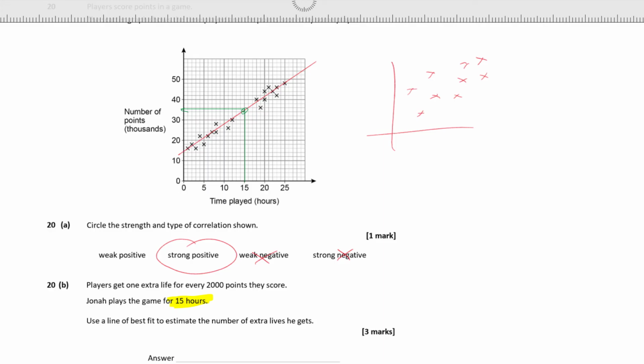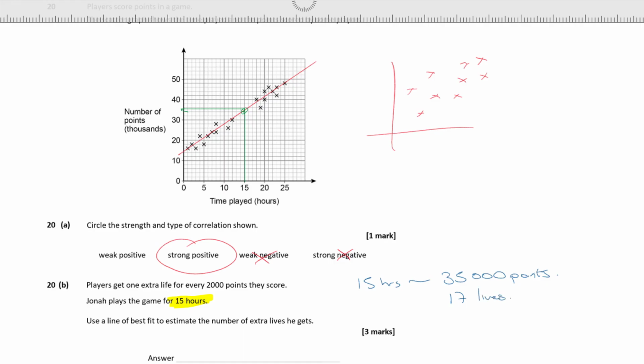But anyway, I'm going to say that's about 35, and this is in thousands of points. So that means 15 hours goes with 35,000 points. Okay? So what's that then? So how many lives do I get for that? A player gets 1 extra life for every 2,000 points. So how many extra lives are you going to get for 35,000 points? Well, it's going to be 17 lives, then, isn't it?